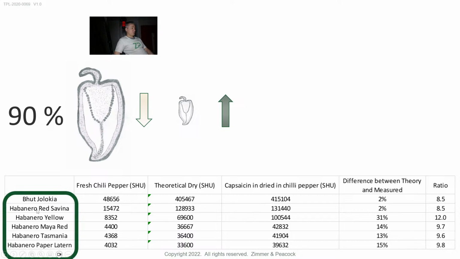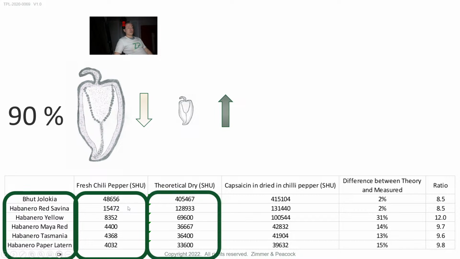So if we look at this Bhut Jolokia, then it's hot. Let's say 48,656 Scoville heat units. Theoretically, when you dry it down, it should go up to 405,467. So it should go from 48,000 to 405,000.